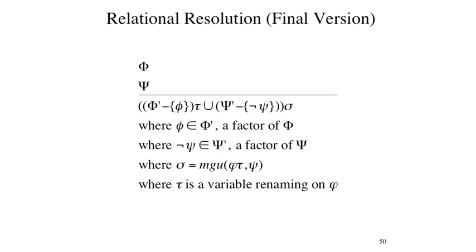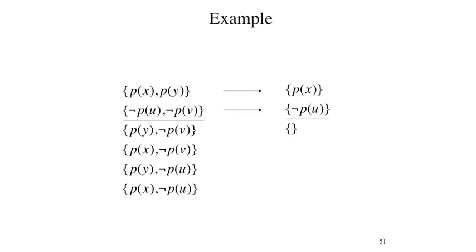Suppose that a clause, capital phi, and another clause, capital psi, are in our proof. If there's a literal little phi in some factor of capital phi after renaming, and if there's a literal not little psi in some factor of capital psi, such that little phi and little psi have a most general unifier, then we can form a resolvent of these two clauses as shown here. Okay, let's see an example.